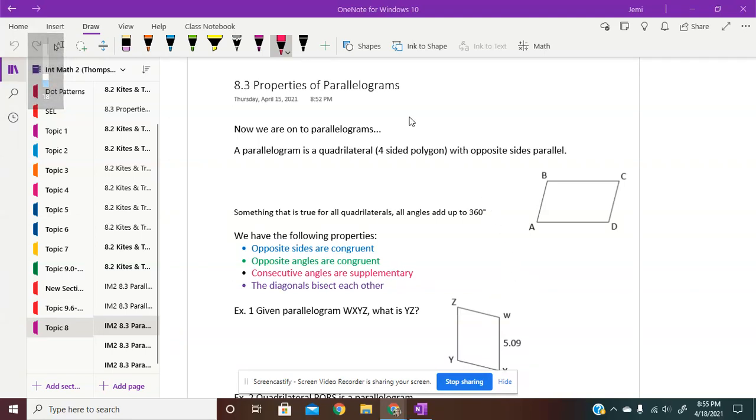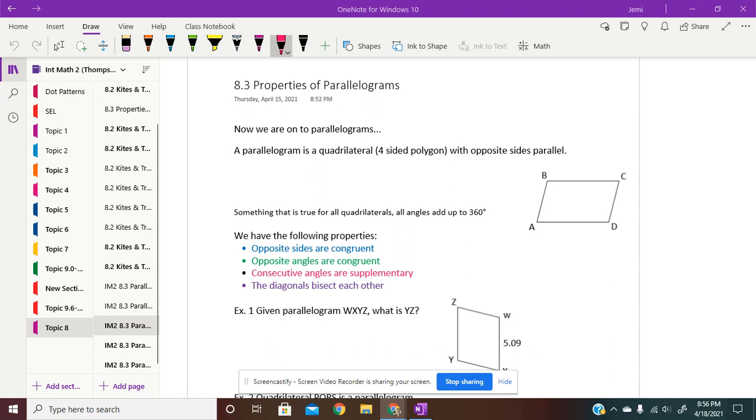Hello, and here are the notes for properties of parallelograms, section 8.3. In topic 8, we're talking about quadrilaterals. Today is no different, but we're focusing solely on the parallelogram.